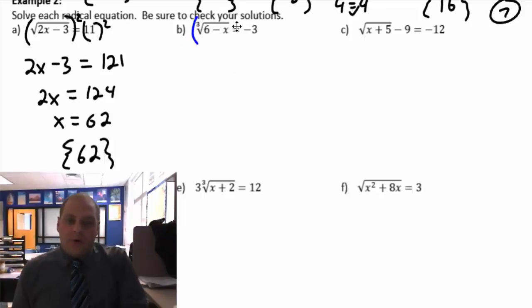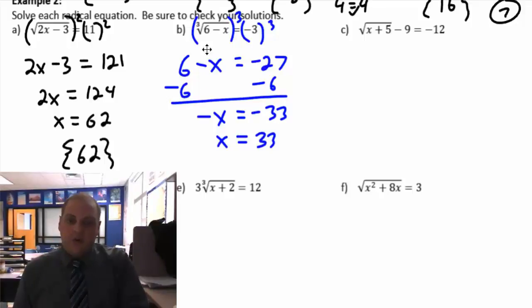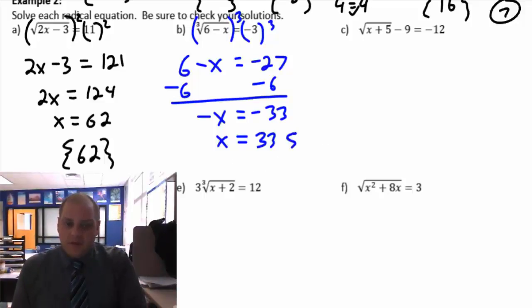So we're going to cube both sides here. Cube both sides. Raise it to the third. That cancels out there, and you're left with just 6 minus x. Negative 3 raised to the third is negative 27. Subtract 6 from both sides. If negative x equals negative 33, x must equal positive 33. And it does work. 6 minus 33 is negative 27, and then the cube root of negative 27 is negative 3. So it does check. So I'll go ahead and put 33 in our solution there.